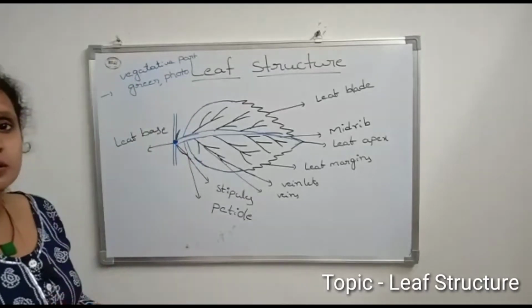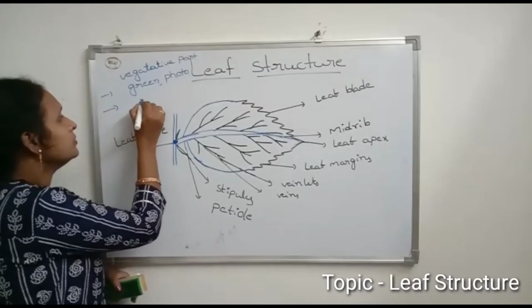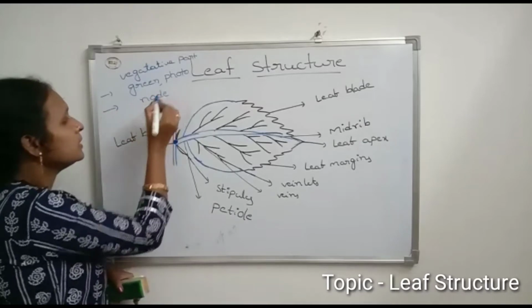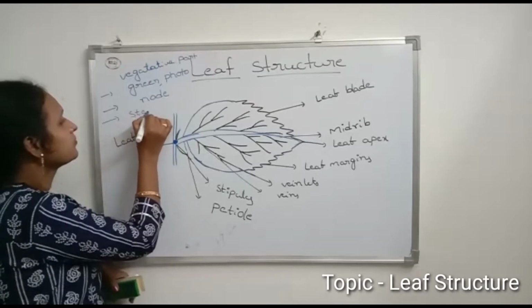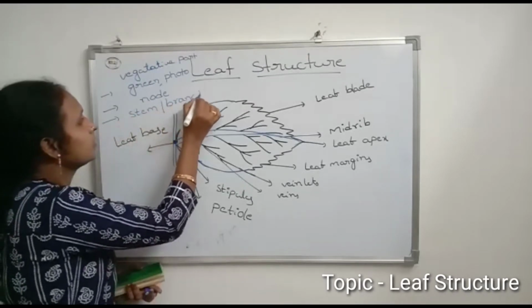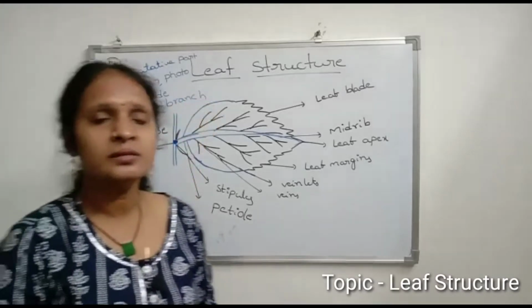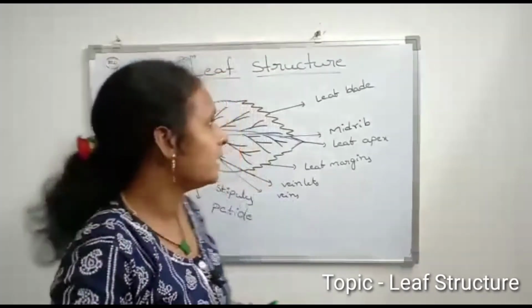Leaves originate at the node. Leaves are attached on the stem or branch. A typical leaf contains three parts: the leaf base, the petiole, and the lamina.